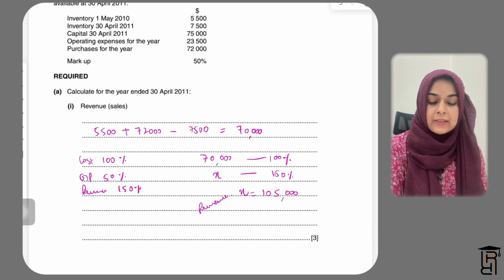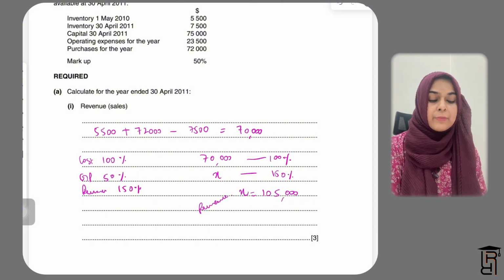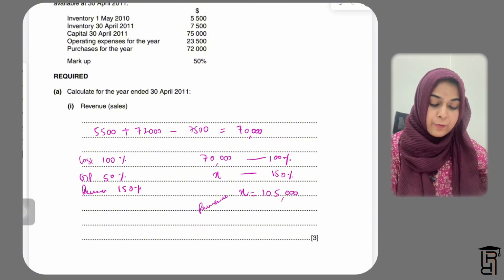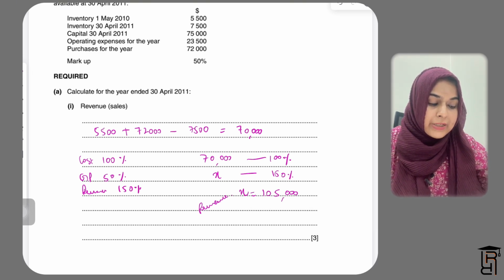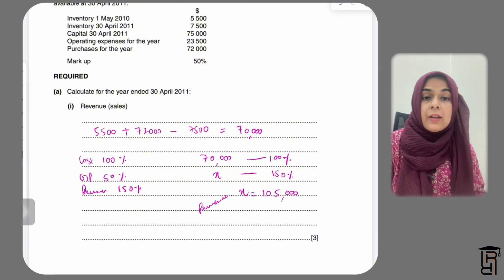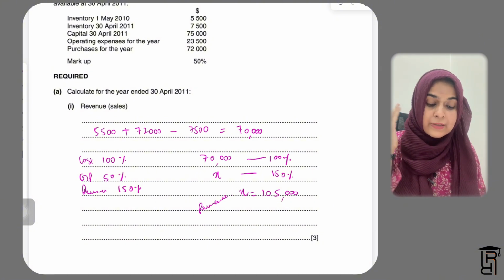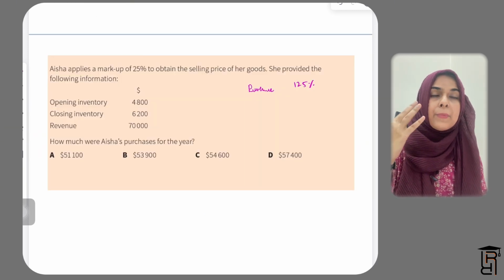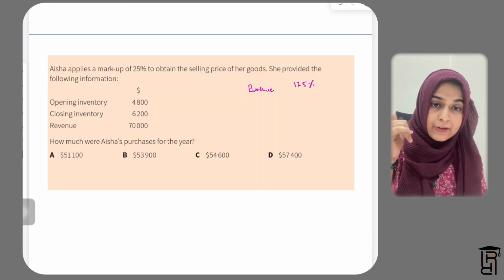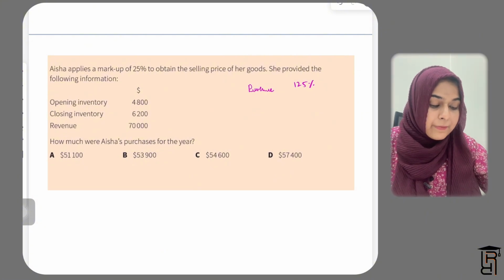Okay, so the next question here says Aisha applies a markup of 25% to obtain the selling price of her goods. She provided the following information. They've given you opening inventory, closing inventory, and revenue. Revenue in this case would be 125%. Like I told you guys already, when markup is given, cost of sales is assumed to be 100%. So cost is 100%, markup, that is the profit, is going to be 25%. So the revenue is going to be 125%. So gross profit here is 25%, and cost of sales is going to be 100%.